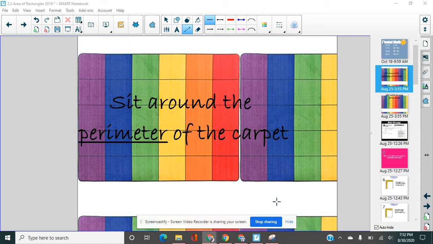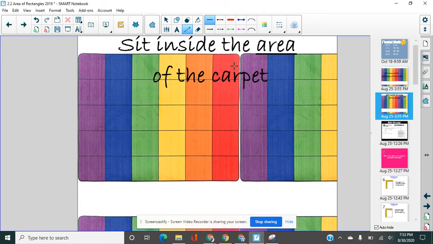Now, you might have seen a carpet that looks like this in a classroom. And if we asked students to all sit around the perimeter of the carpet, they would sit on the edge, right? And you know this because you know that perimeter means the distance around a shape. So they would sit on this carpet on the left here, all around the edge, right? Because what perimeter means is around the outside, measuring how far around the outside.